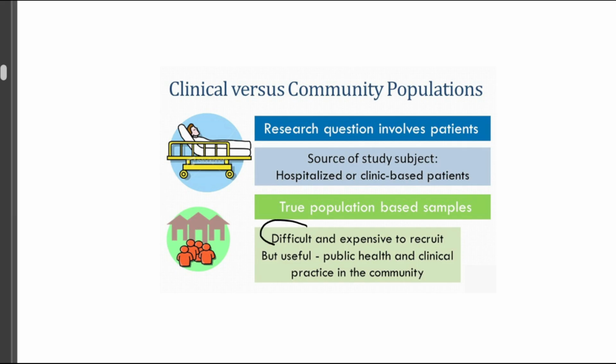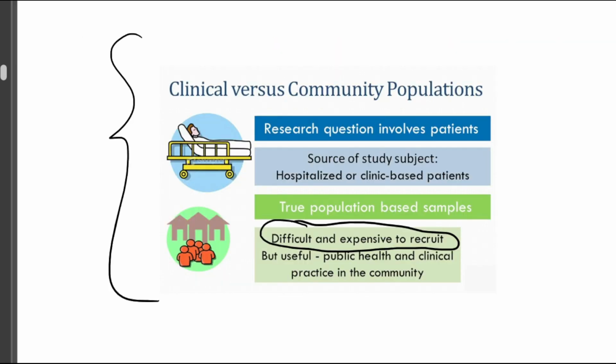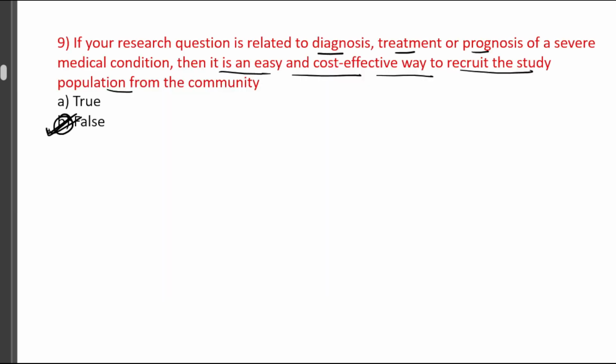It is difficult and expensive to recruit. Okay, it is difficult and expensive to recruit. But in the question, they have said that it is an easy and cost effective way to recruit the study population. So therefore we say that it is not an easy and not a cost effective way. So this statement is a false statement, and please keep this chart in mind, where we have seen that it is a difficult and expensive way to recruit the study population from the community.